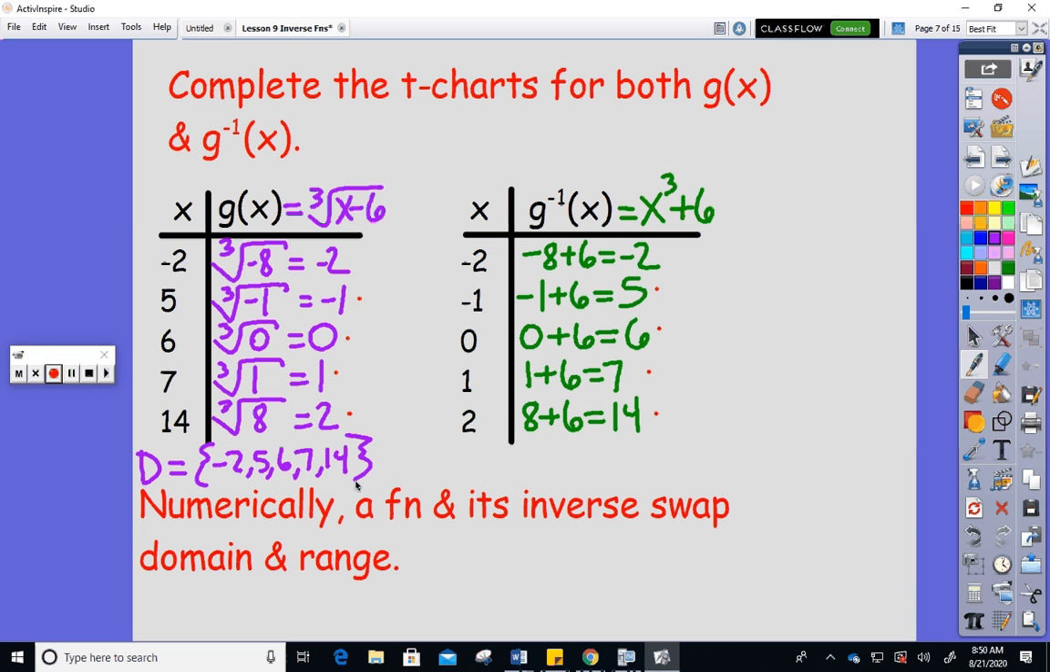Now, if I wasn't confined to just a t-chart, I would say the domain of the purple function is actually all real numbers, because the domain of any cube root function is all real numbers. But if I just am looking at the t-chart, well, notice the range of the green t-chart is -2, 5, 6, 7, and 14. So your x's and y's are reversed, so the domain of one function is the range of its inverse, and the range of one function is the domain of its inverse. That's all we're saying. Now, if I were to plot these points, what are we going to see?